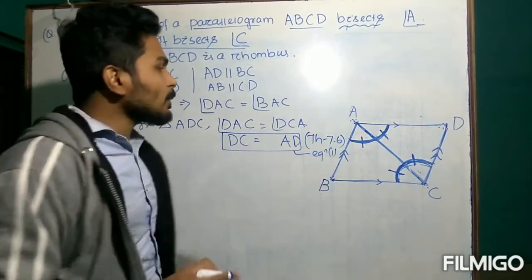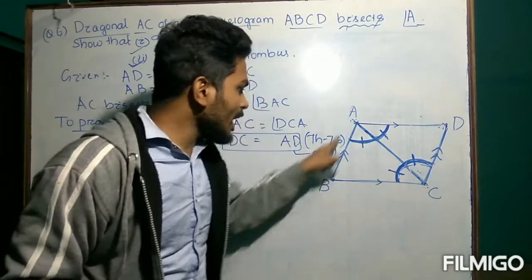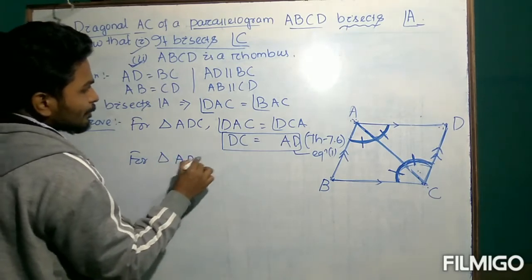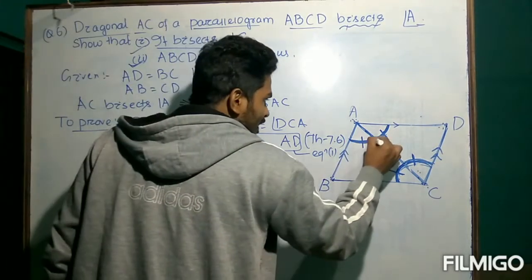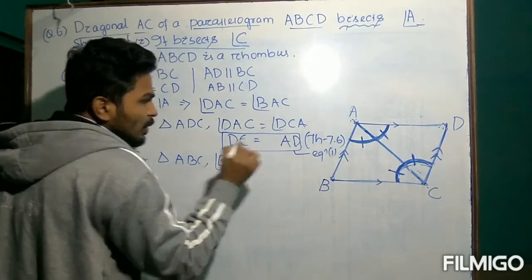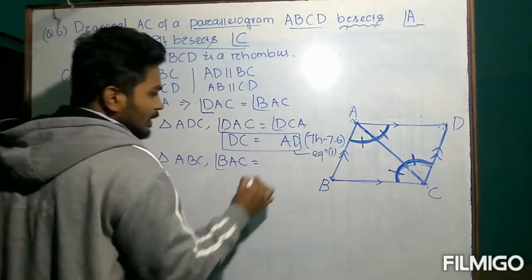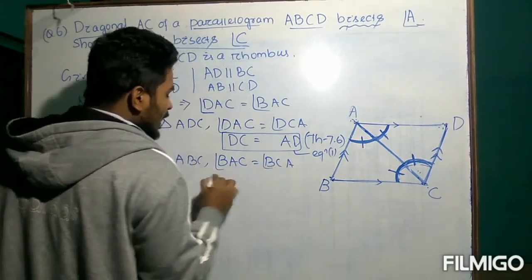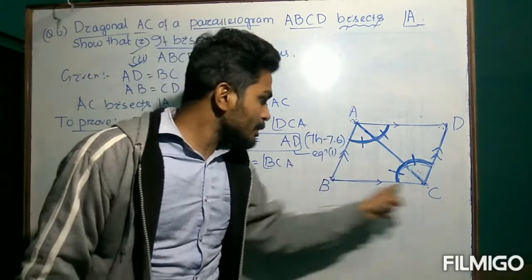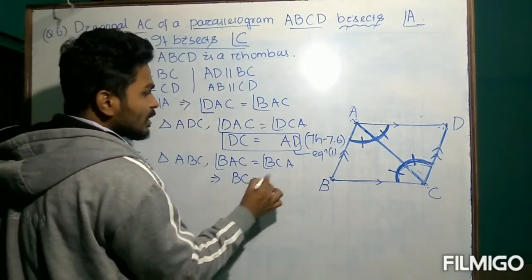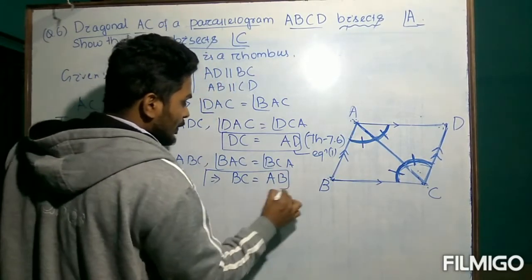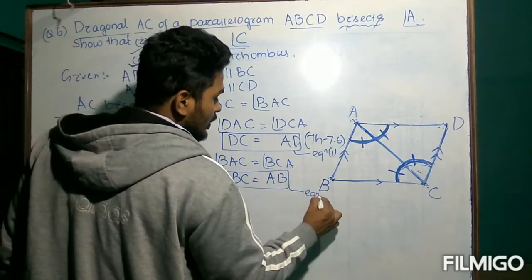Next, we have to consider the triangle BAC, or ABC triangle. For triangle ABC, already we have this angle is equal to this angle. So BAC is equal to BCA, right? Similarly, the same concept is applied here. Their opposite sides must be equal. The opposite side of BAC is BC, and the opposite side of BCA is AB. So BC is equal to AB. Let's say this is equation number 2.